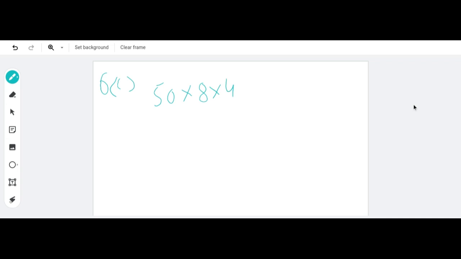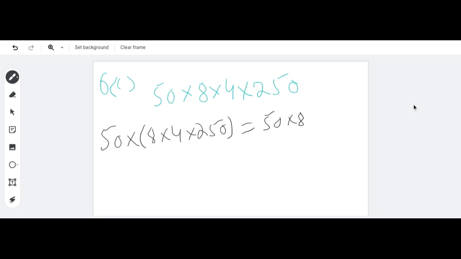It means I have to do it on both sides. But I haven't decided: inside the bracket I have to put 2 numbers or 3 numbers. I can put 3 numbers: 8, 4, 250. Then I can write 50, 8, 4, 250. Now the bracket will be between these two. Now I have to solve the multiplication inside the bracket first.